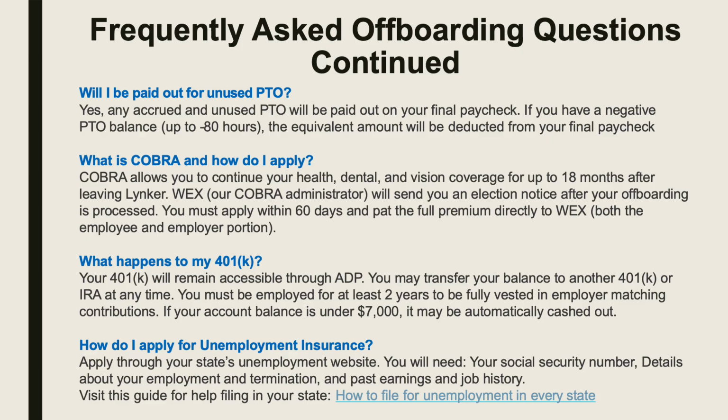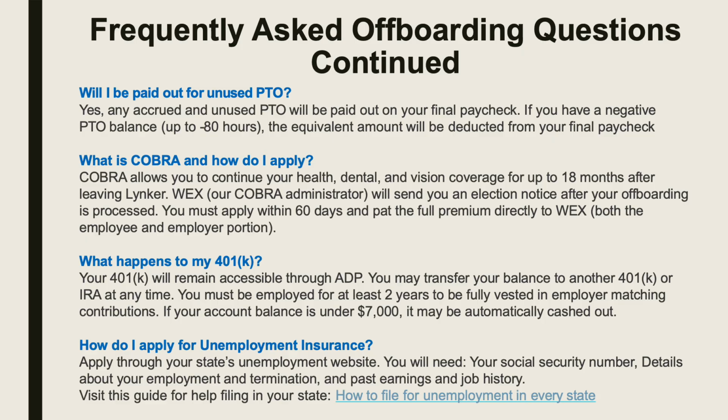What happens to my 401k? Your 401k will remain accessible through ADP. You may transfer your balance to another 401k or IRA at any time. You must be employed for at least 2 years to be fully vested in employer match contributions. If your account balance is under $7,000, it may be automatically cashed out.